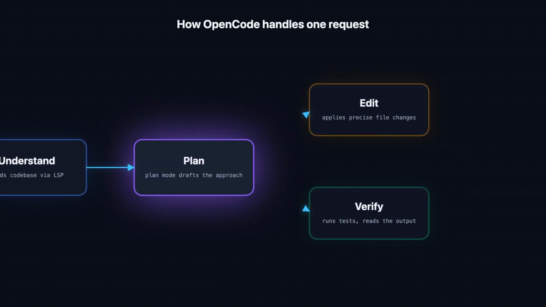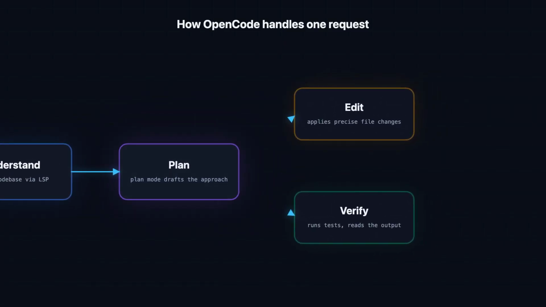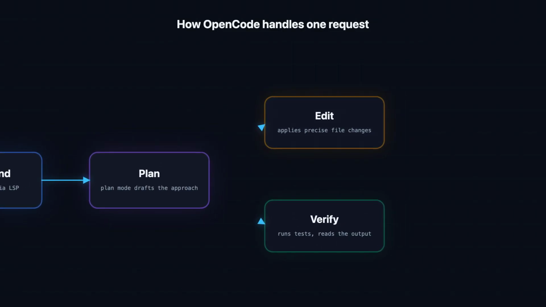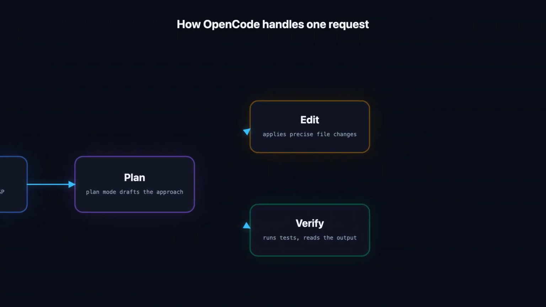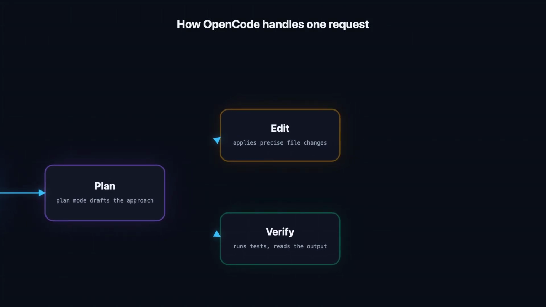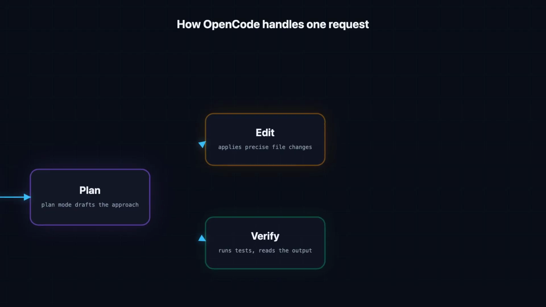Once it knows the ground, OpenCode drafts a plan. In plan mode, it proposes what it intends to do, which files it will touch, and in what order, without writing anything yet. You review that approach first so nothing surprising happens to your repository behind your back.